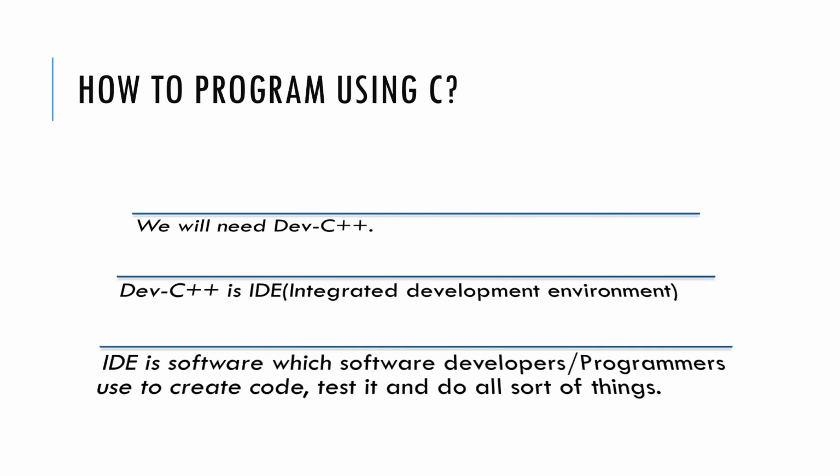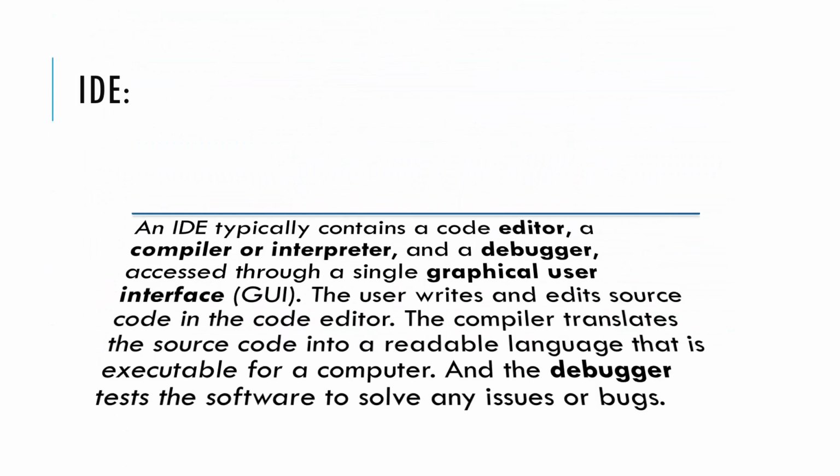Now talking about IDE, an IDE typically contains number 1, a code editor, number 2, a compiler or interpreter, and number 3, a debugger, accessed through a single graphical user interface, GUI. So the user writes and edits source code in the code editor. Source code is just the code which programmers write and want to execute. So they write that in the code editor. The compiler translates that source code into a readable language that is executable for a computer.